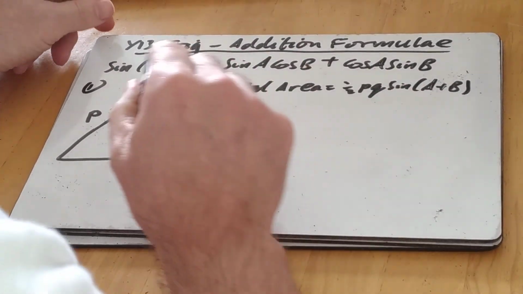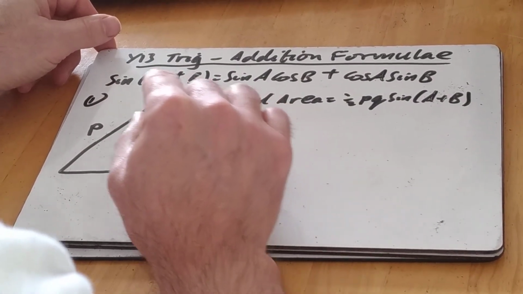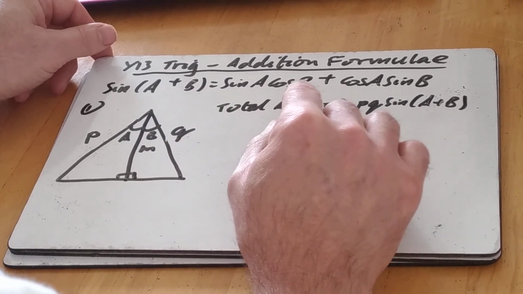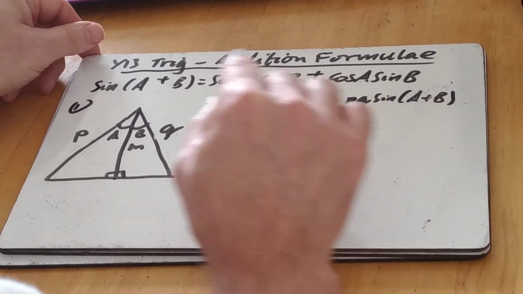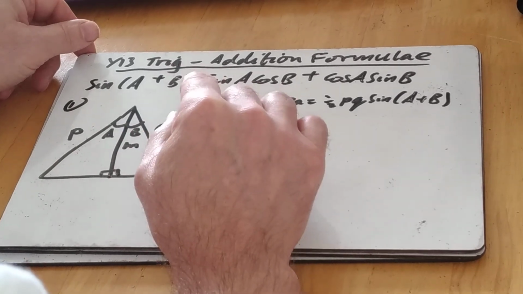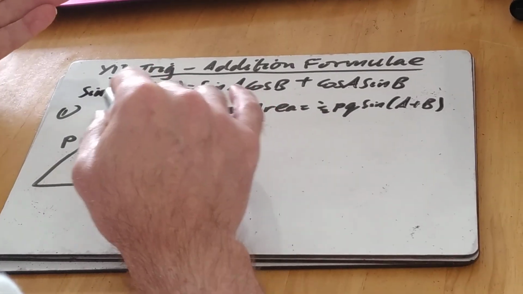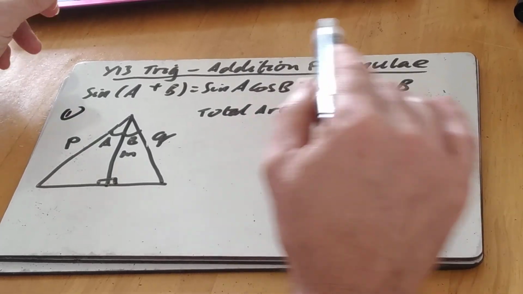The first one, the basic one, is known as sine of a sum. Sine of a plus b equals sine a cos b plus cos a sine b. It's not sine of a plus sine of b. We don't just times out as if it's an ordinary bracketed expression.